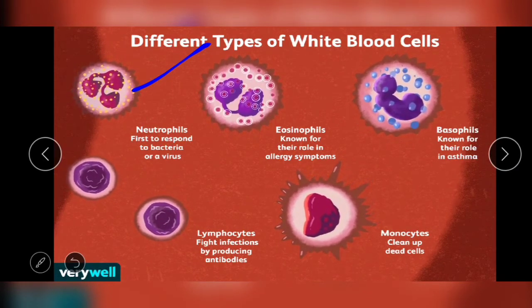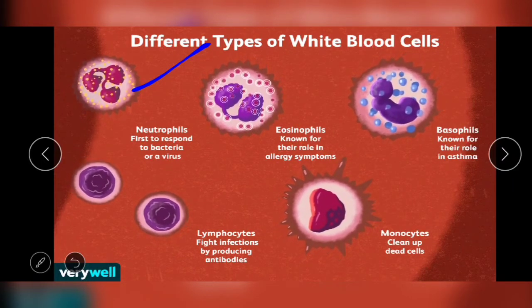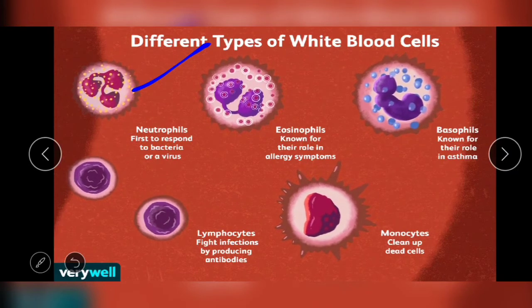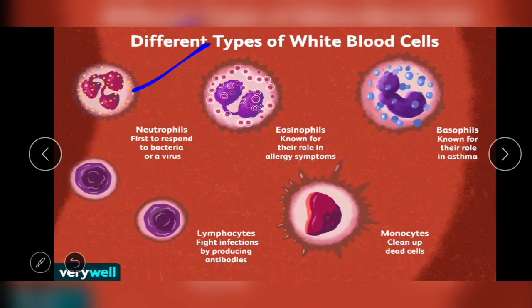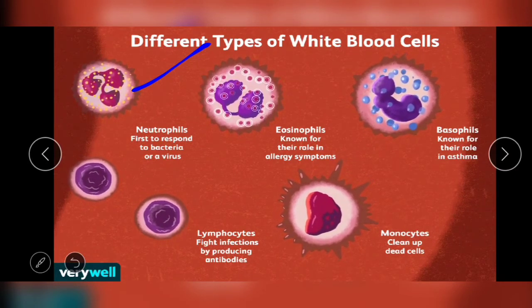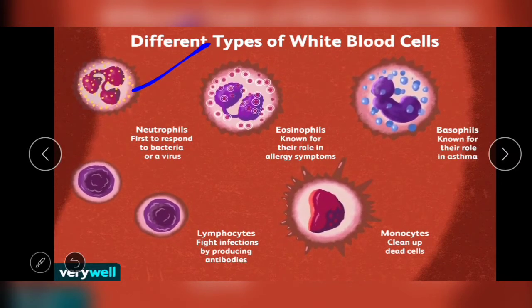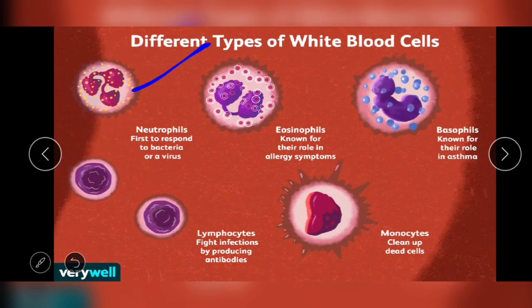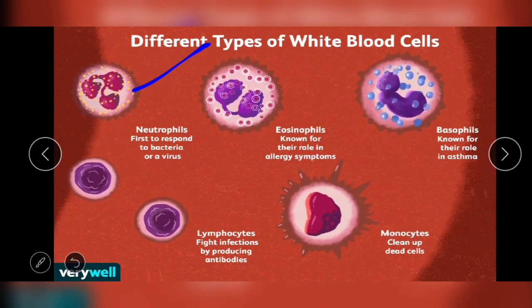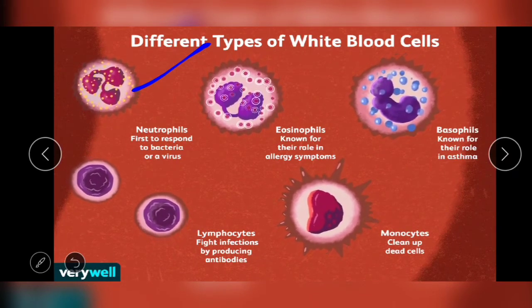Eosinophils show us the symptoms, like before getting a fever, our body temperature gets high and some feel too cold even when it is not so. Those are a few symptoms that you might be suffering from fever. Like that, eosinophils help in showing you some symptoms that you are not healthy. Basophils are known for their role in asthma. Lymphocytes fight infections by producing antibodies.